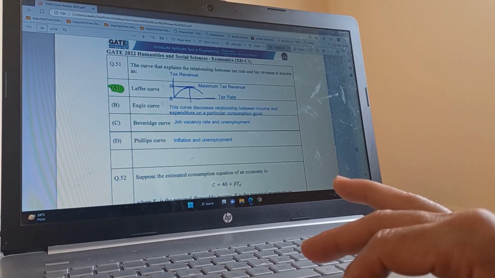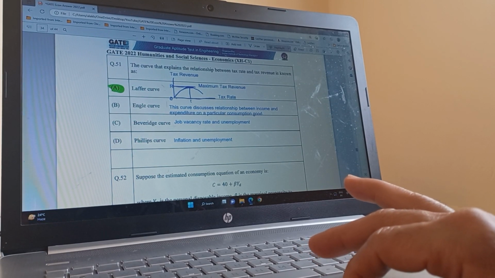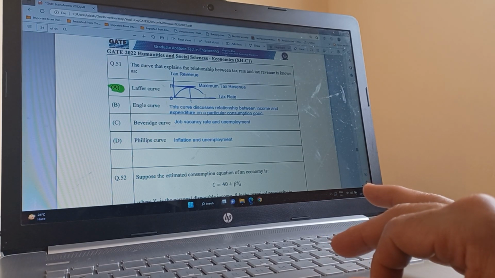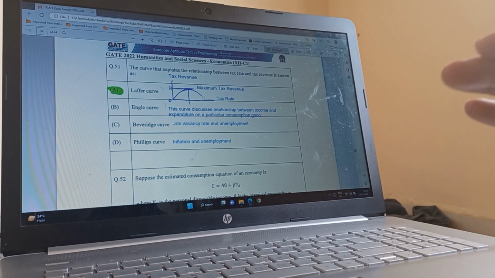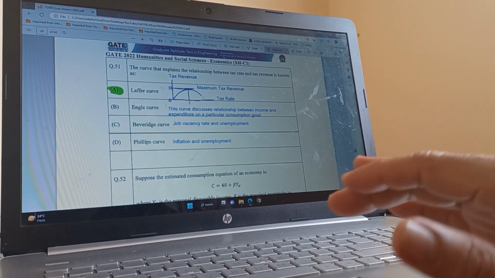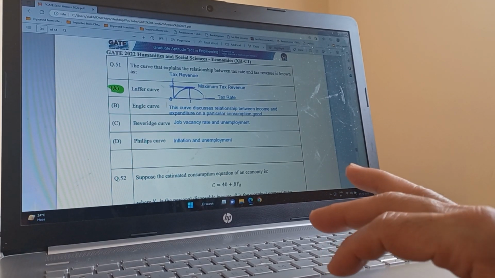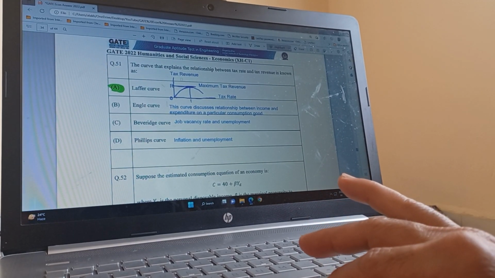Since Arthur Laffer made this curve using his handkerchief on the dinner table, from that day it came to be known as the Laffer curve. So this is the correct answer.